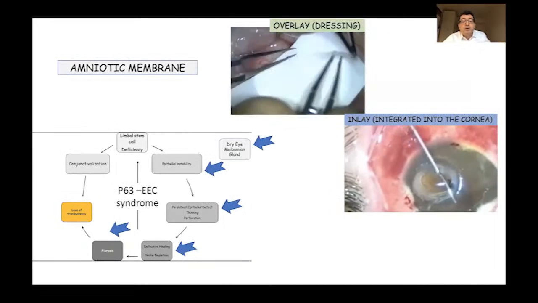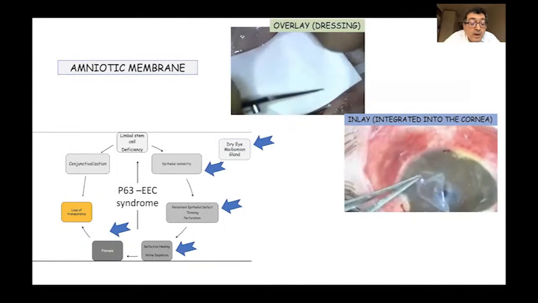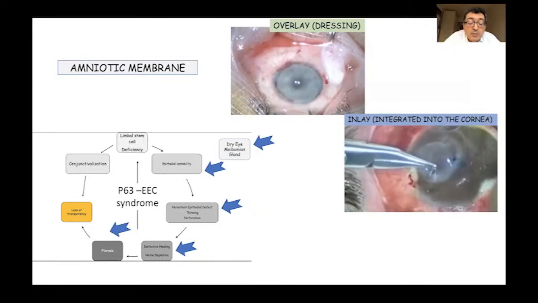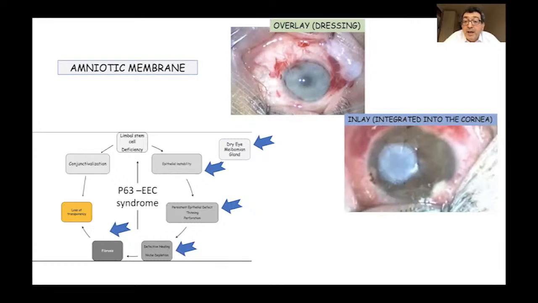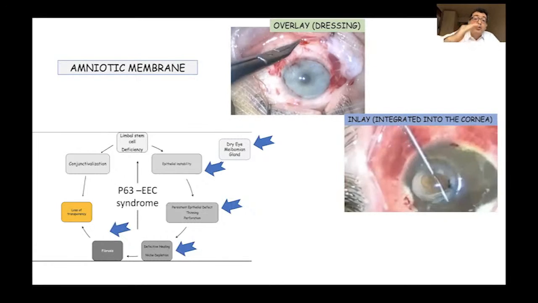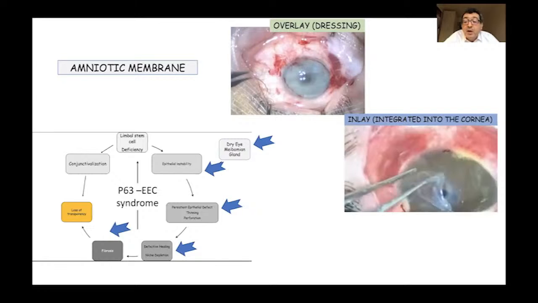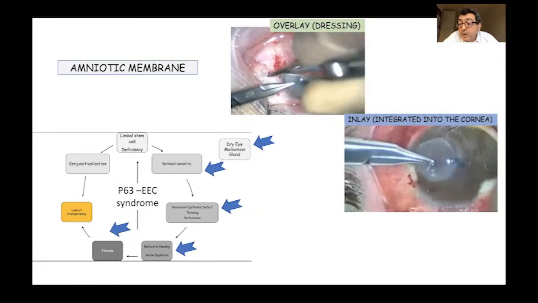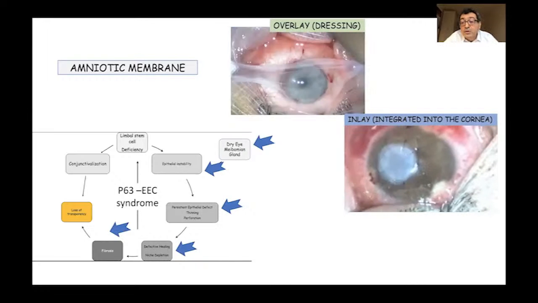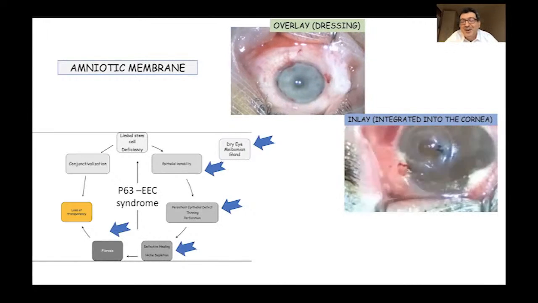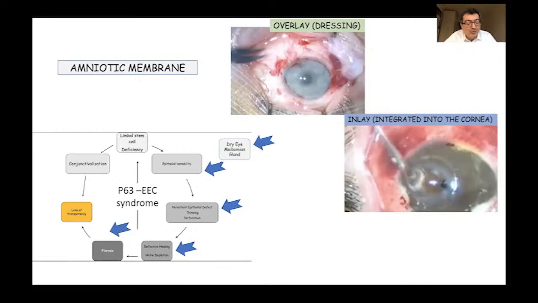Another main actor in the management of E.E.C.-associated keratopathy is amniotic membrane. It can be used as an overlay, meaning as a dressing on top of the cornea, or in cases of ulceration and perforation, it can be sutured in the thinned area of the cornea.